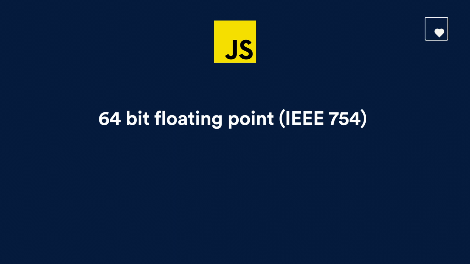Now, JavaScript only has one number type, and it's a 64-bit floating point number, the IEEE 754. This isn't unique to JavaScript. You'll find it in other languages like Ruby, Python, and Java. So we're not alone in having this type. Now let's have a bit deeper look at that.